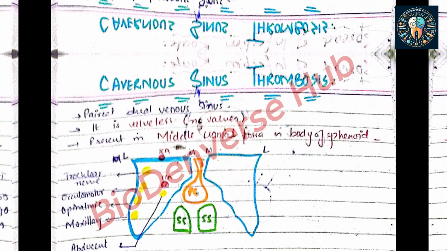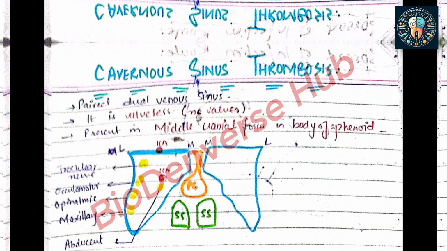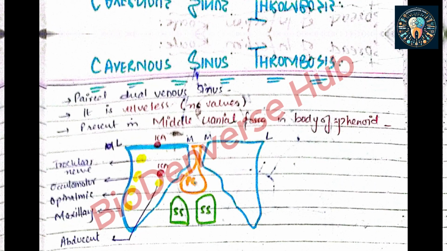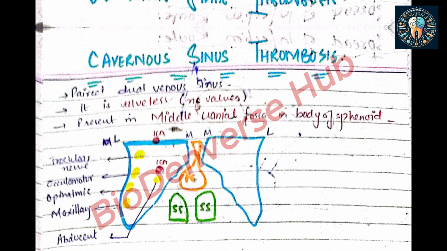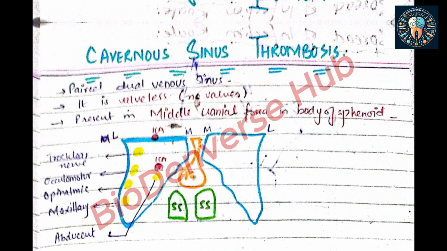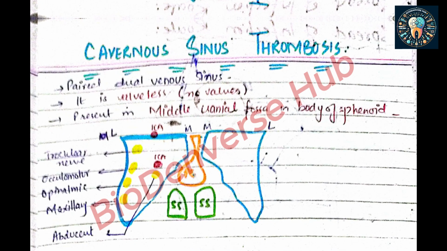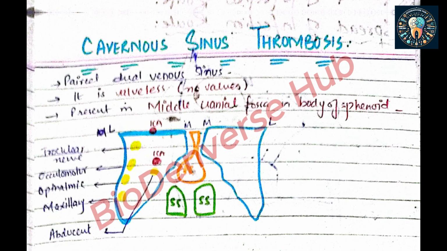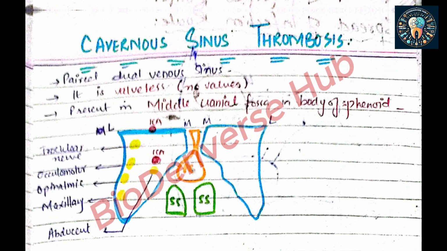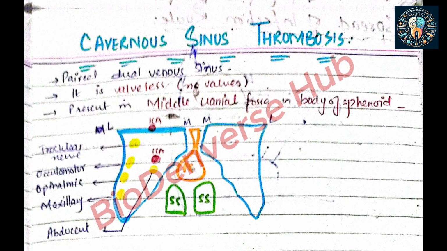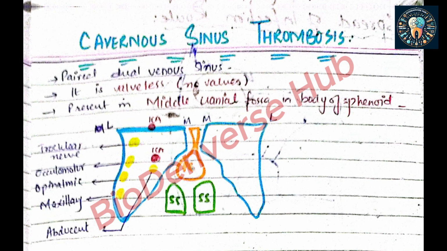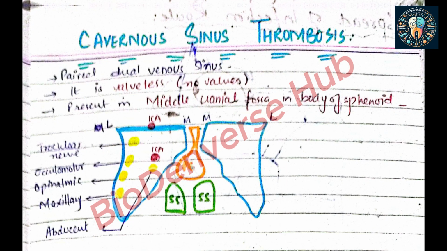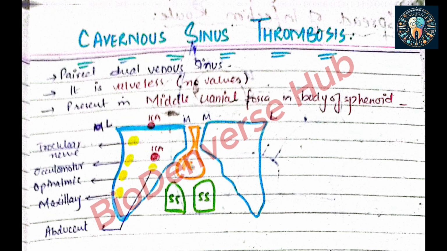So the cavernous sinus is basically a paired dural venous sinus. As we know, we have the dural venous sinuses, which means that these are venous sinuses containing venous blood, and they are present between the dura mater layers of the meninges. We have other dural venous sinuses as well, and the cavernous sinus is one of those dural venous sinuses.